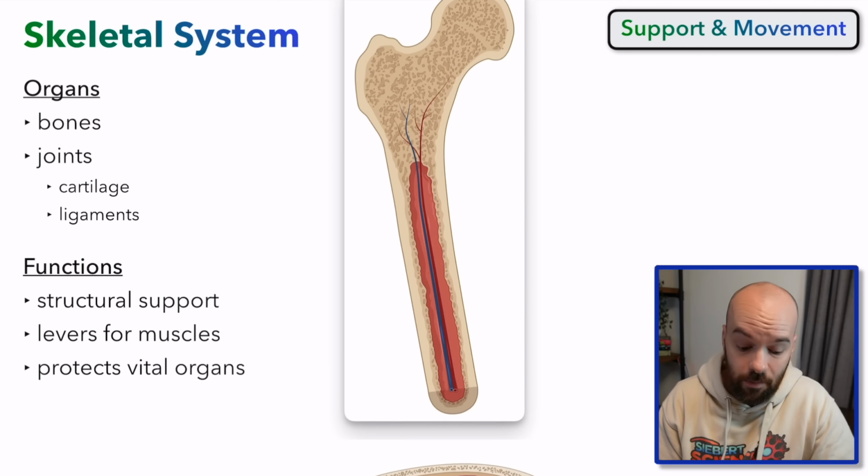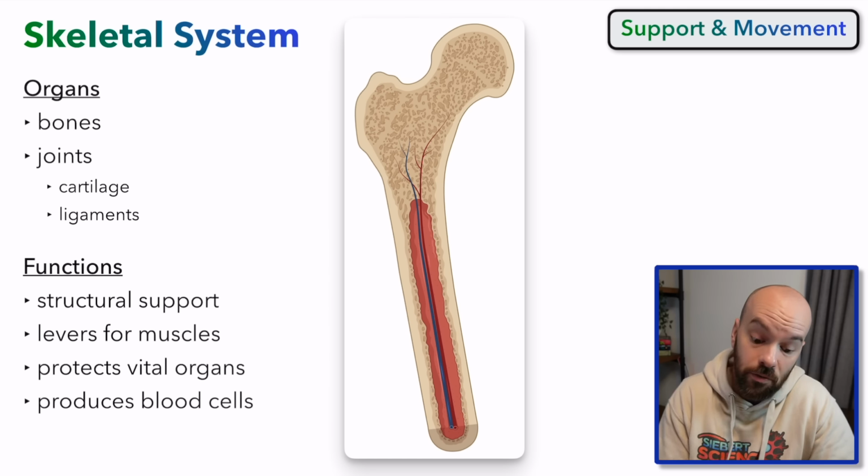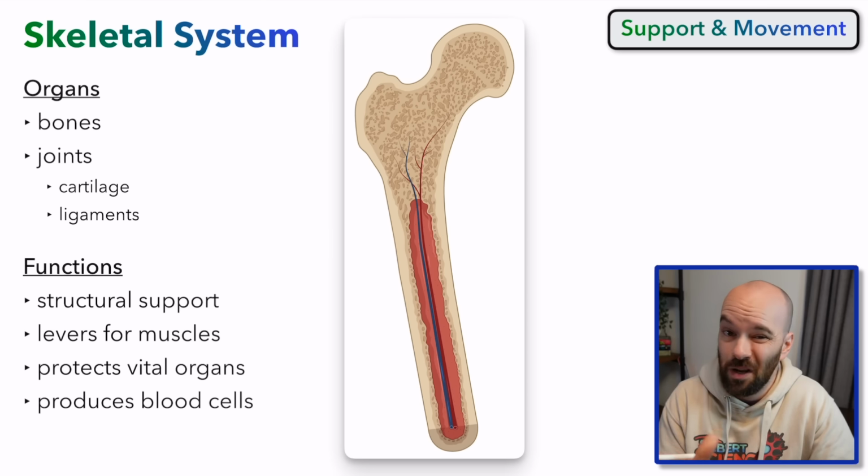And then next, another function is going to be producing blood cells. So your blood cells are actually produced in your bones. We've got bone marrow. We're going to have red bone marrow all throughout here. We can see that bone marrow here as well. And so the main function of the red bone marrow is to produce blood cells. That's red blood cells and white blood cells. It's produced in our bone.